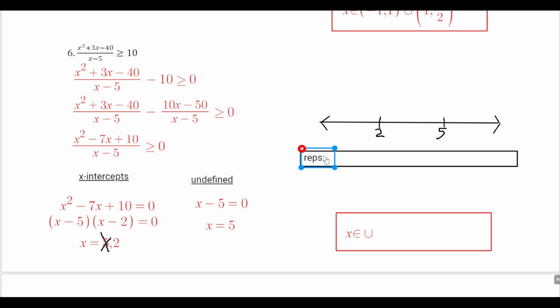The representatives I'm going to pick for this one, I like to go with easy numbers: we'll go with 0, 3, and then 10. If I plug in 0, I get a positive over a negative, which is negative. If I plug in 3, I get a negative divided by a negative, which is positive. And if I plug in 10, I get a positive divided by a positive, which is, oh, wait a minute. Hold up here. Did I mess something up? Why am I getting positive here?